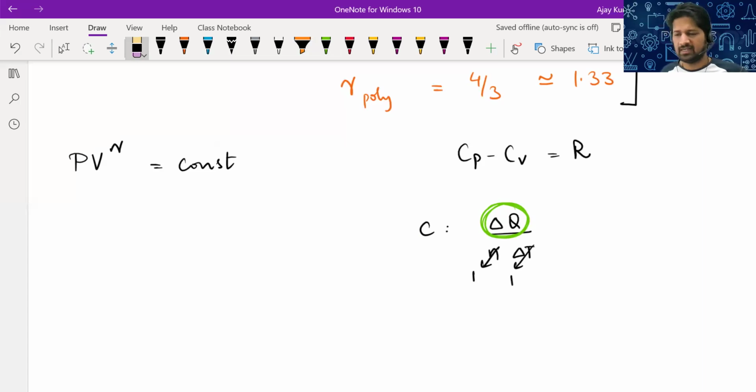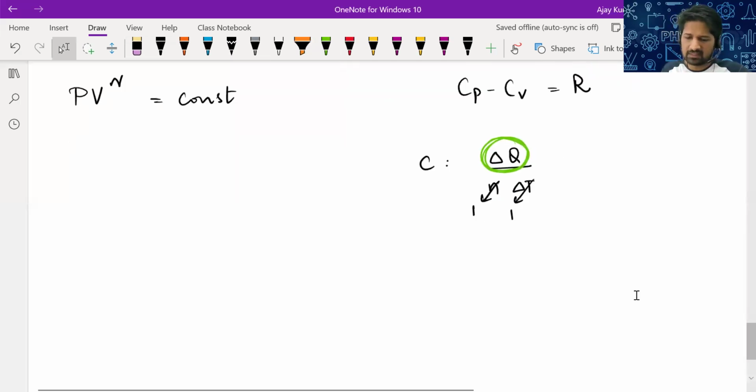Not just for an ideal gas, generally for any material, Cp will be more than Cv only. So gamma will be greater than 1. Now the equation we have here is PV^gamma equal to constant. There are two terms being multiplied. Pressure is one term, V^gamma is the other term. If the product of two terms has to be constant, then when one increases, the other has to decrease.